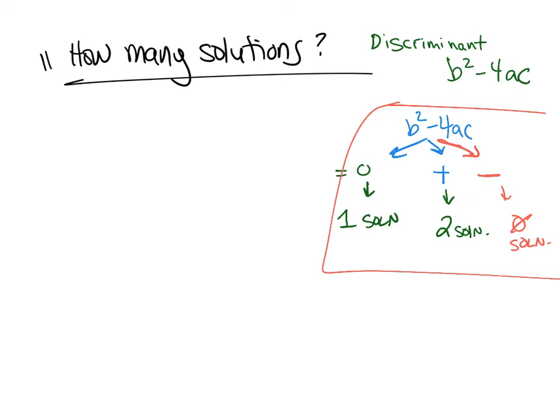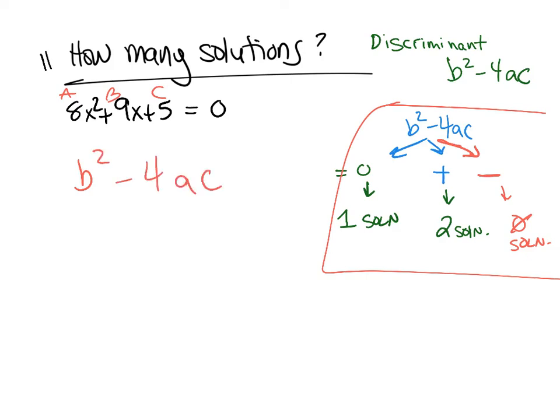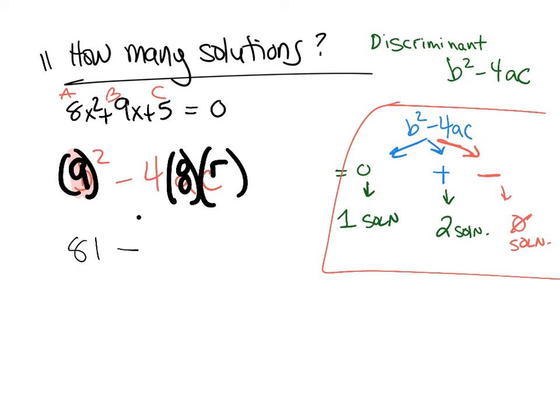And if we look at this equation, they're not asking you what the solutions are. They're saying how many solutions. So if this is a, b, and c, I'm going to put them into b squared minus 4ac to see what it fits. B is 9, so I am going to plug in 9 here. So this is 9 squared, which is 81, minus 4 times a is 8 and c is 5.